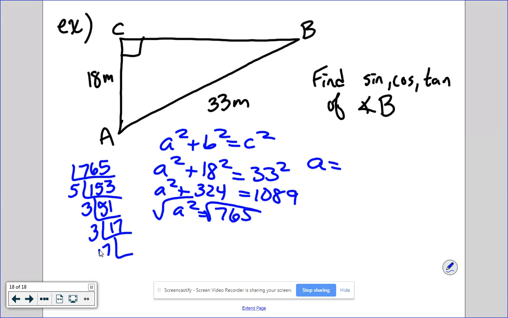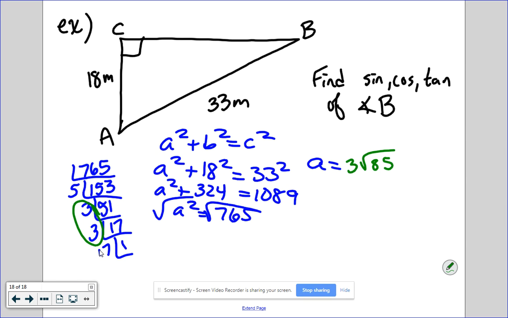17 is prime. Yep, it is. So 5 times 17, so we have one pair. So A is 3 square root of 17 times 5, 3 square root of 85.